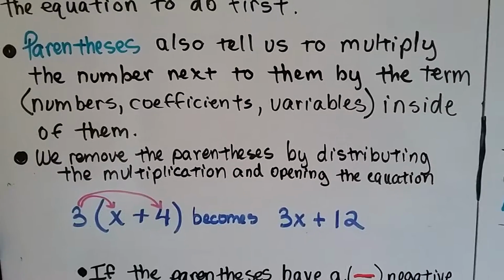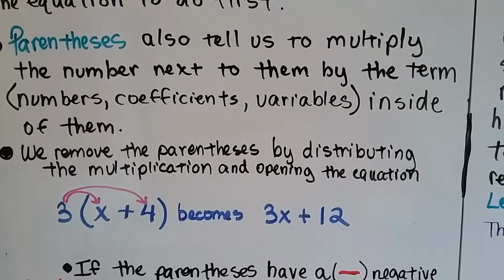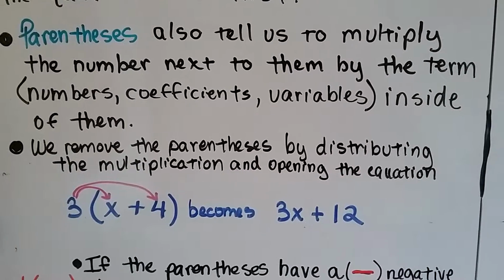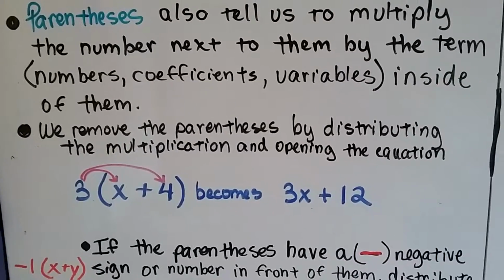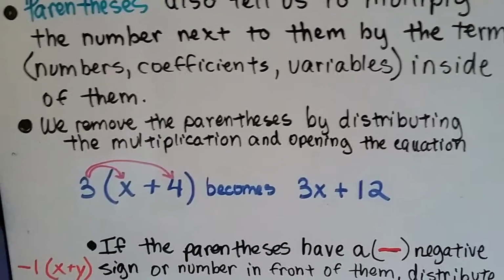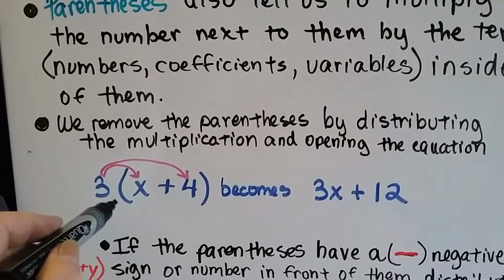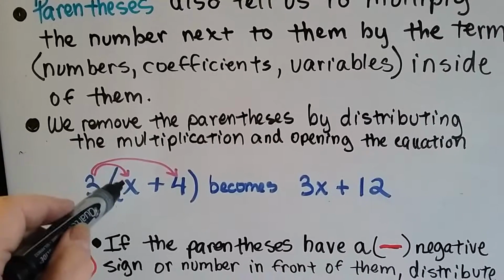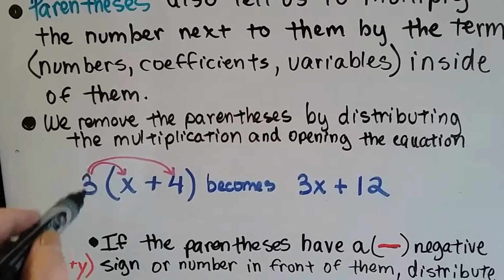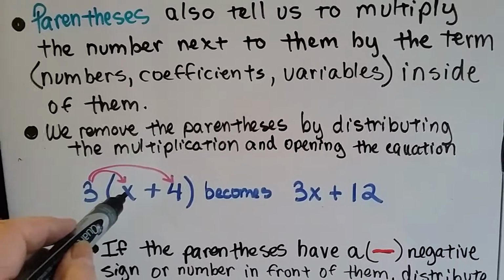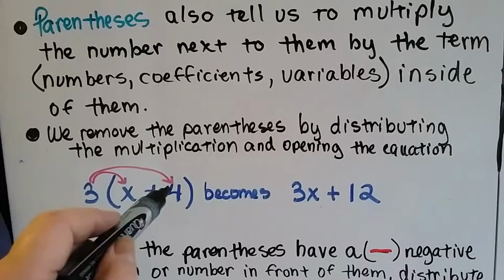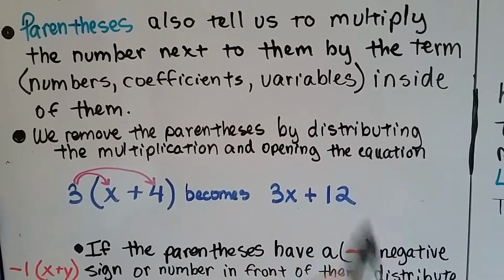They tell us to multiply the number next to them by the term, the number, the coefficient, the variables that are inside of them. And we remove the parentheses by distributing the multiplication and opening the equation up. So if we have 3(x + 4), that tells us that we have 3x plus 3 times 4 is 12. See? It's 3 times the x plus 3 times the 4. So we get 3x + 12.